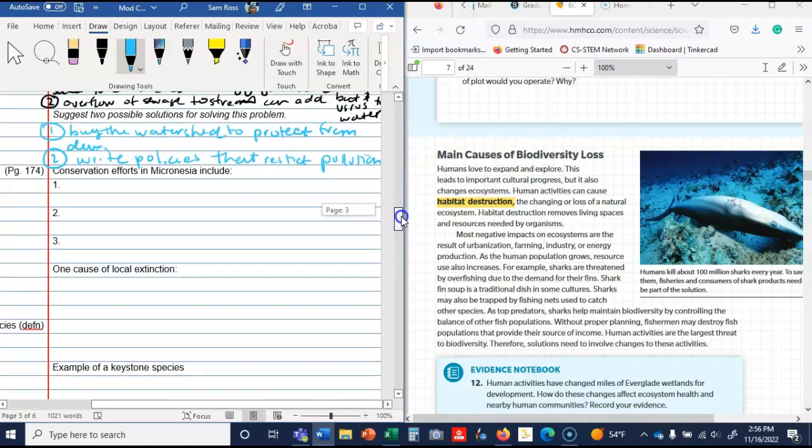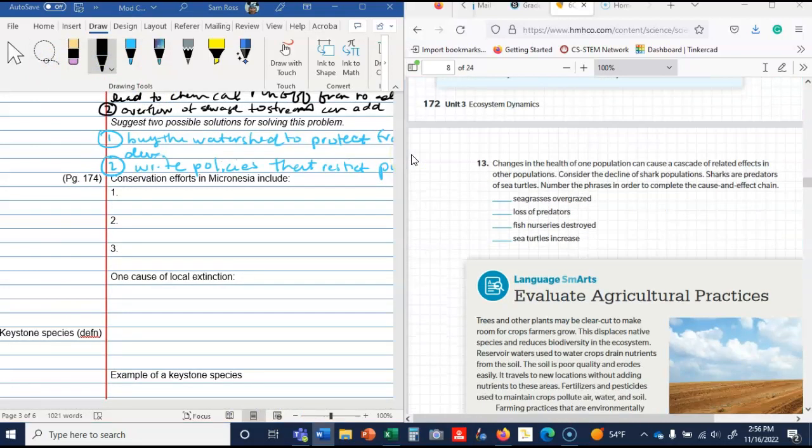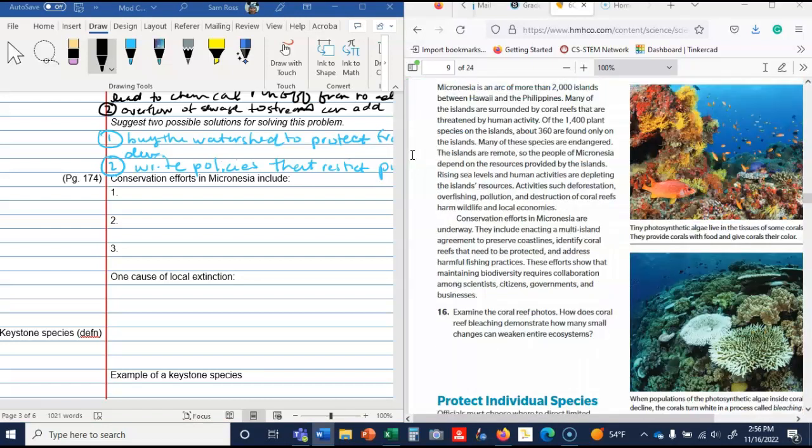Cool. So now we're going to 174 for the conservation efforts in Micronesia. I think we're on 172. There's 173. Here we go. Conservation efforts in Micronesia are underway. This is in the second paragraph.